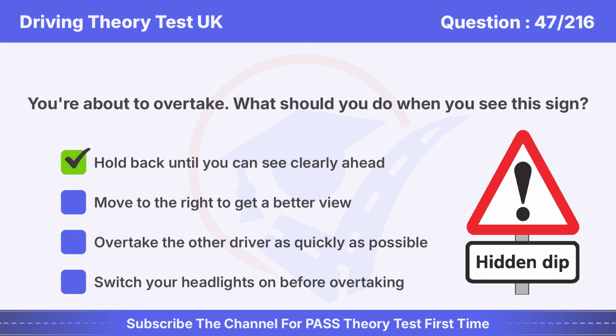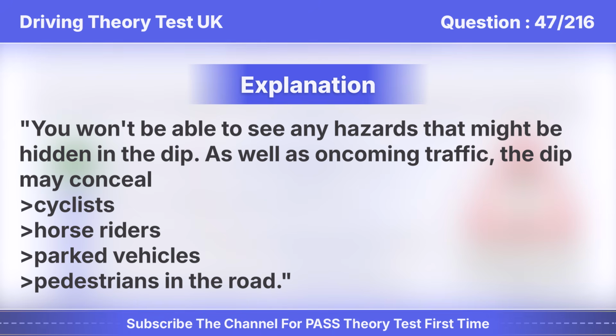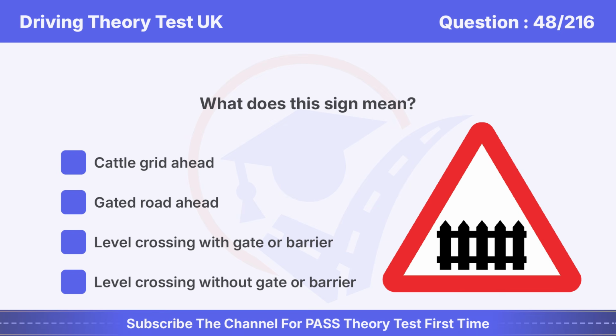Answer is A. Hold back until you can see clearly ahead. You won't be able to see any hazards that might be hidden in the dip. As well as oncoming traffic, the dip may conceal cyclists, horse riders, parked vehicles, pedestrians in the road. Question 48. What does this sign mean?